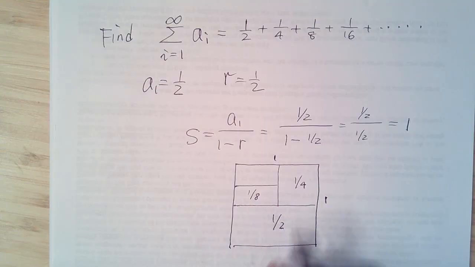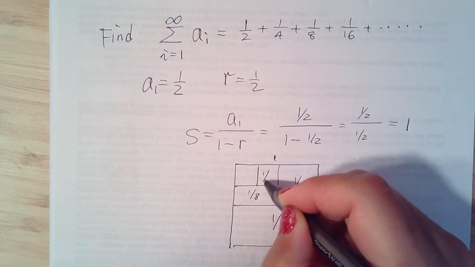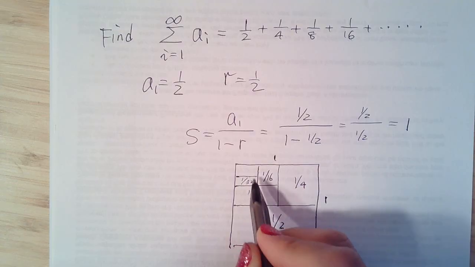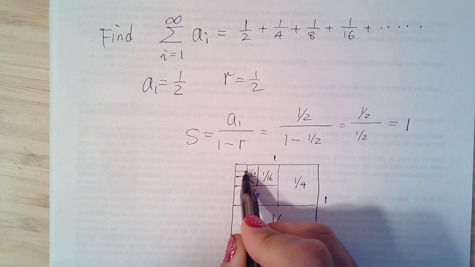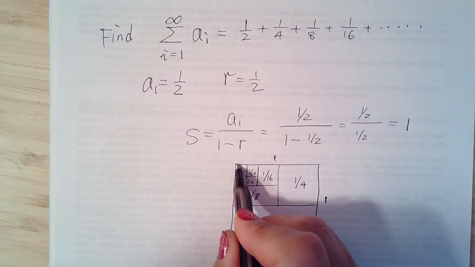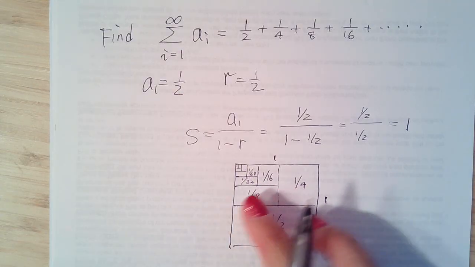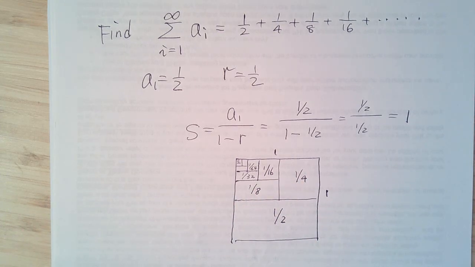I keep adding. Okay, I added this area, this area, this area, and then this is 1/16, and this is 1 over 32, and this is 1 over 64, and here is 1 over 128, and here is 1 over 256, and so on. So if I keep adding this, the whole area will approach 1. Isn't it interesting? I just think it's fun. I always think math is fun.